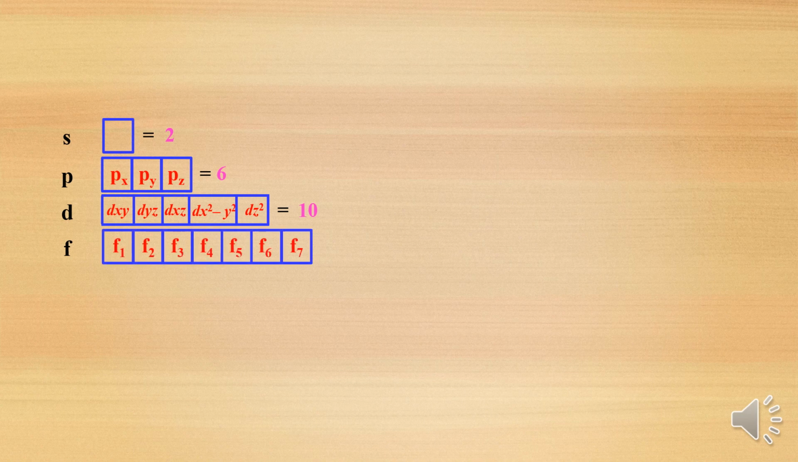In the same way, for the D orbital, there are 5 orientations: dxy, dyz, dxz, dx square minus y square, and dz square. One orbital can occupy 2 electrons, and 5 orbitals are there, so a maximum of 10 electrons can occupy the D orbital. Then for the F orbital, there are 7 orbitals: F1, F2, F3, F4, F5, F6, and F7. Each orbital can occupy only 2 electrons, so the total number of electrons in the F orbital will be a maximum of 14.